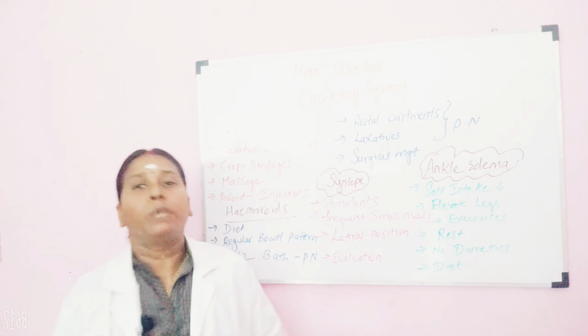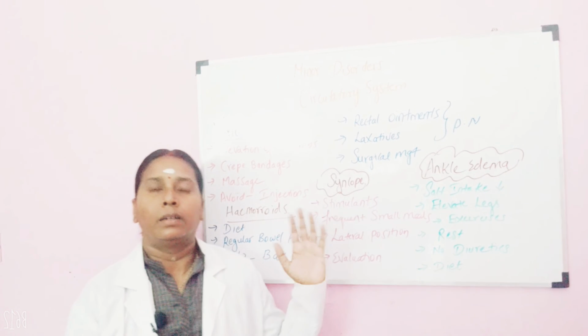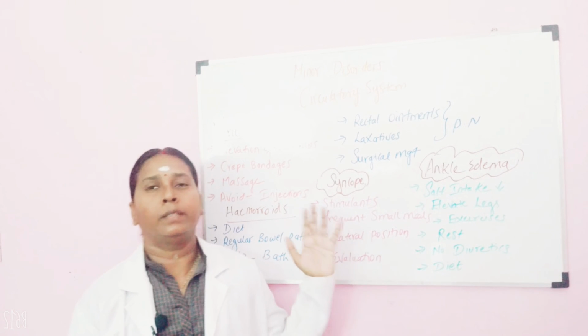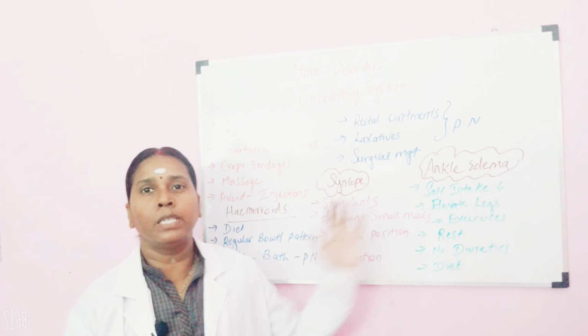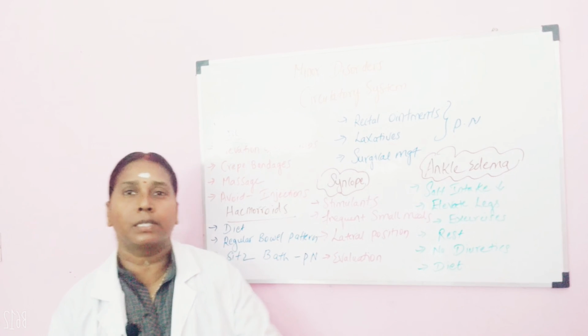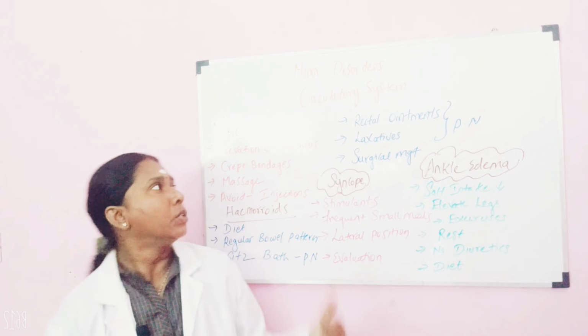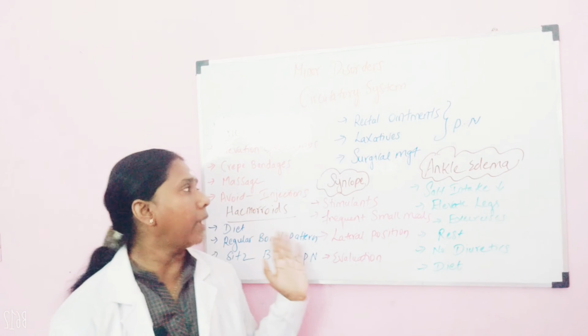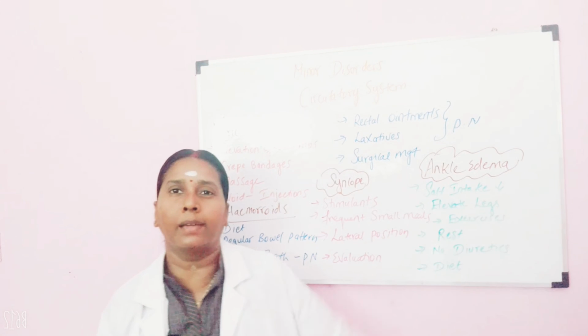Okay, so with this we complete the minor disorders during pregnancy related to the circulatory system. We have discussed the 4 major areas: first is varicose veins, then hemorrhoids, syncope, and ankle edema.